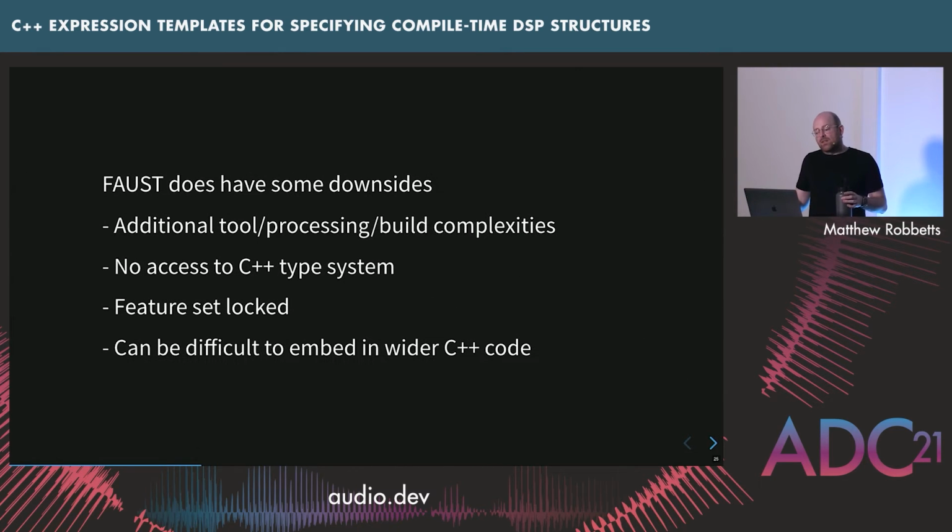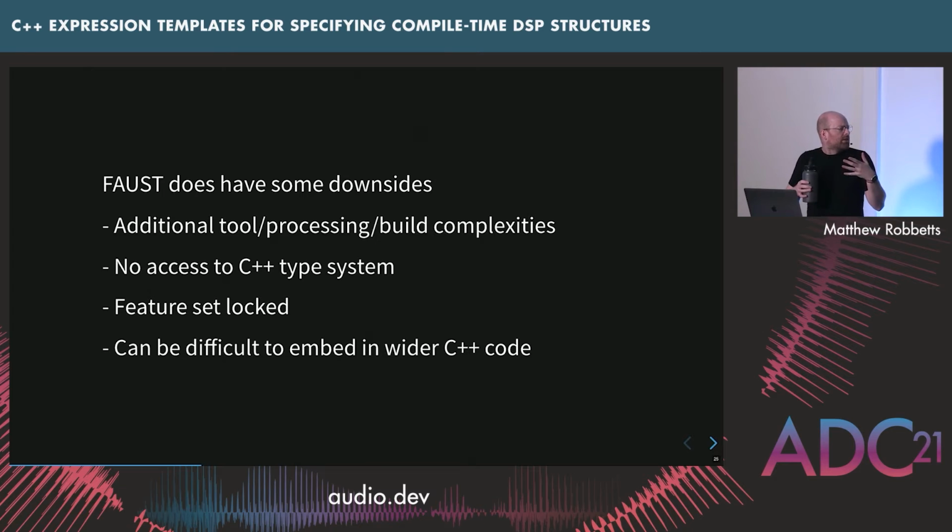Now, Faust does have some downsides. It's a DSL, so there's an additional tool. You have to hook it into your build system, and there's complexities around that. You don't have access to the C++ type system. Obviously, you're in a different language. And I will kind of elaborate on what I mean by that in the following slides.